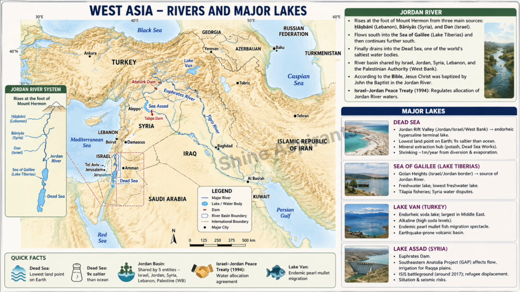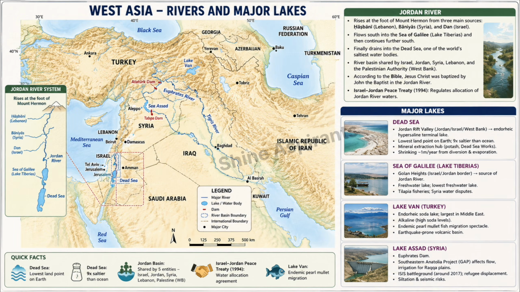West Asian major lakes. Dead Sea, Jordan Rift Valley. Located in Jordan, Israel, and West Bank. Endorheic hypersaline terminal lake. Lowest land point on Earth. 9 times saltier than ocean. Mineral extraction hub, potash, Dead Sea Works. Shrinking 1 meter per year from diversion and evaporation.